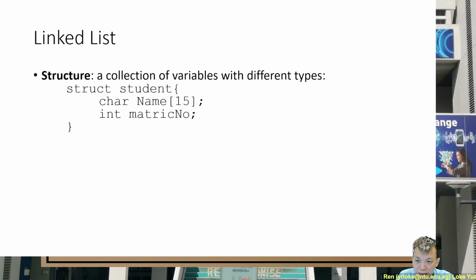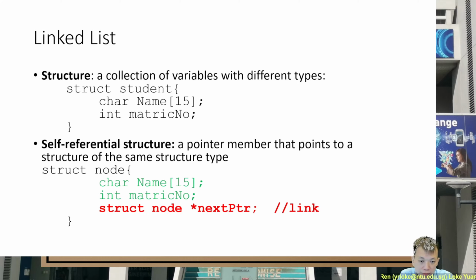So therefore, this is what you learned last Friday. To declare a data structure, you list out all the members and group them into one new structure, here called student. The members can be a string, an integer, anything. Then we further introduce another member, which is a pointer member that points to a structure of the same structure type. Like this one, this is a link.